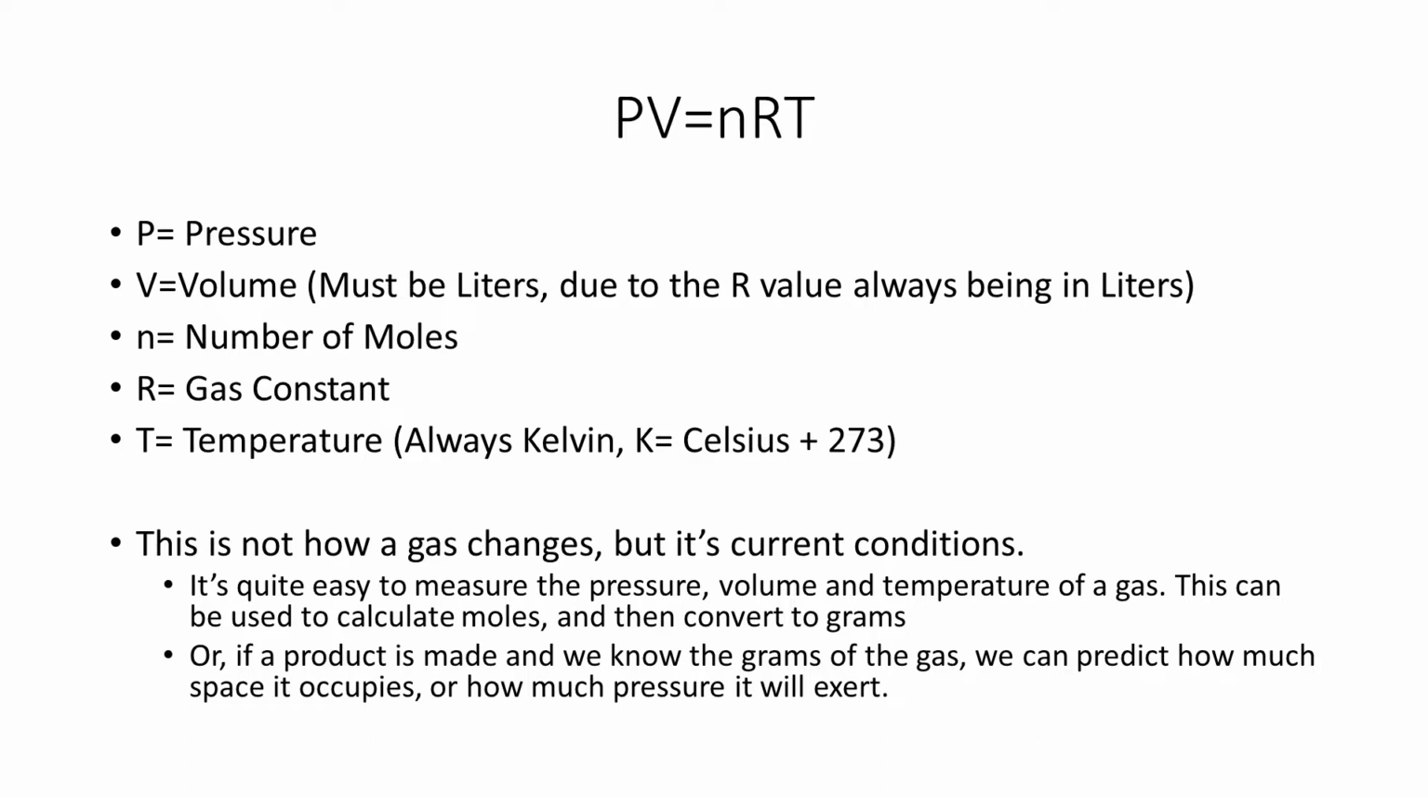The important difference between the ideal gas law and the combined gas law is this is not how a gas changes. This is a gas in its current conditions. It's extremely powerful and also very useful when it comes down to stoichiometry and calculating the various features of a gas. It's pretty easy to measure the pressure, volume, or temperature of a gas if you have the right instruments. With that, we can calculate the number of moles, and then from moles convert to grams. This is useful because we can't actually measure a gas on a scale. Or, in a stoichiometry example, if we calculate and we know how much of a product will be made and how many grams of the product will be made, we can predict how much space it's going to occupy or how much pressure it will exert.